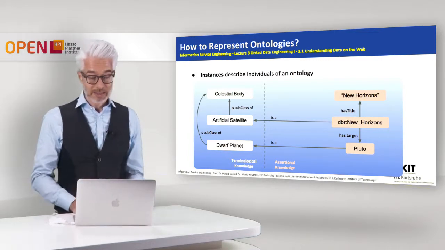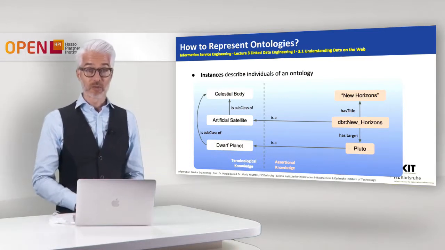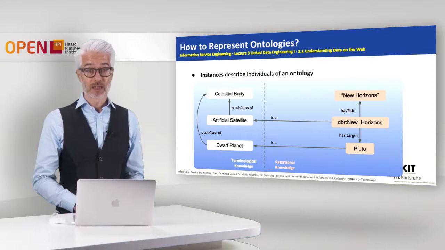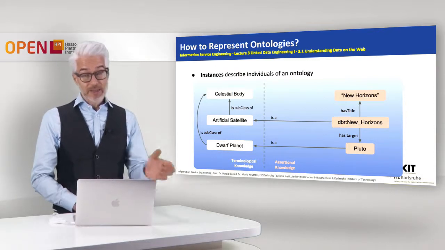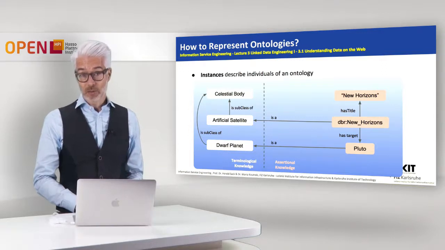Let's have a look at our example. We start with the terminological knowledge. We know this already. We have here a dwarf planet, which is a subclass of a celestial body. And we have an artificial satellite, which is also a subclass of celestial body. Now let's have a look at the right side. There you see instances or individuals.